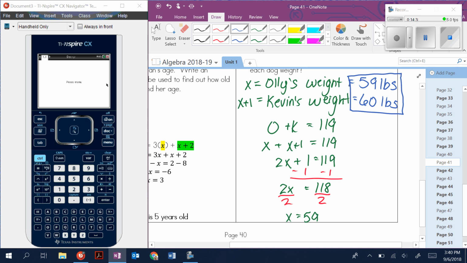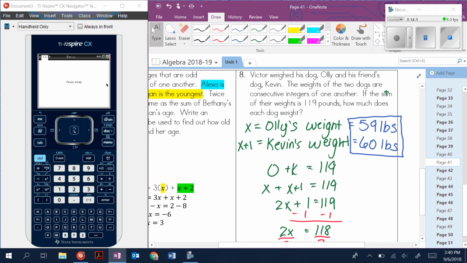We are finished with this question, even though it was kind of a bad one. It should have said somewhere in here, Ollie's the lighter dog, or Kevin's the chubbier one, which is really, he's not chubby. He's only a pound more.